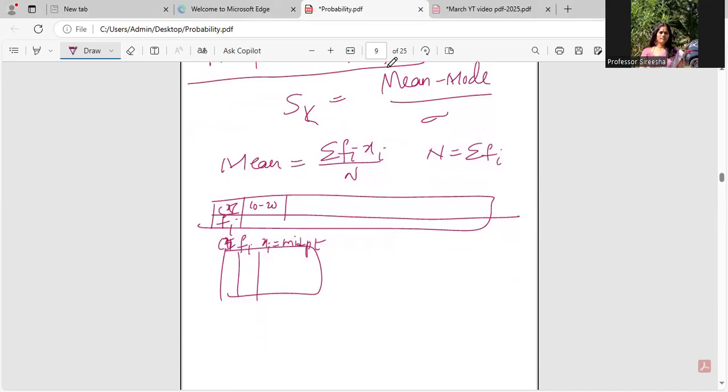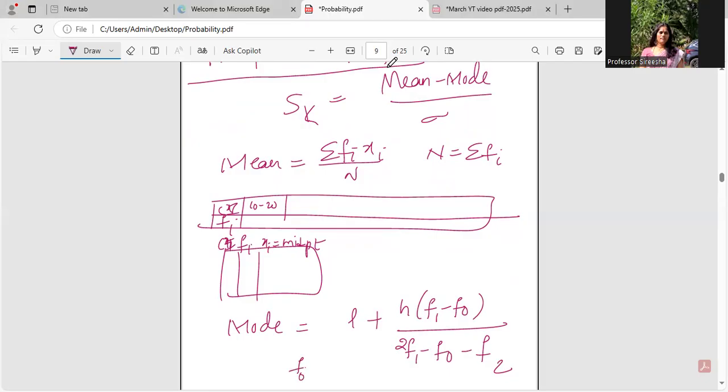Now, how do I find mode? The formula for mode is L plus H into F1 minus F0 over 2F1 minus F0 minus F2. L is the lower limit of the modal class. F1 is the frequency of the modal class, F0 is the one above the modal class, and F2 is the one below the modal class. H is the size of the class interval. So I'll be using these formulas to find the mean and mode.